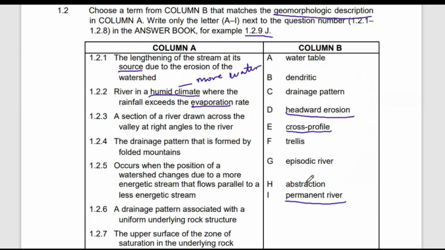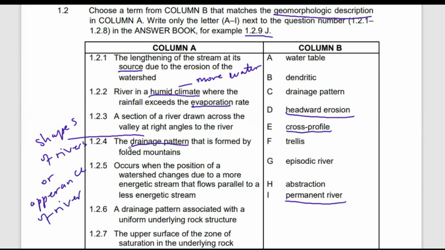Question 1.2.4. The drainage pattern that is formed by the folded mountains. They're talking about a drainage pattern. What is a drainage pattern? The concept here is a drainage pattern. And we all understand that this refers to the shapes of rivers, or I can also say the appearance of rivers as seen on surface. That would be a drainage pattern.